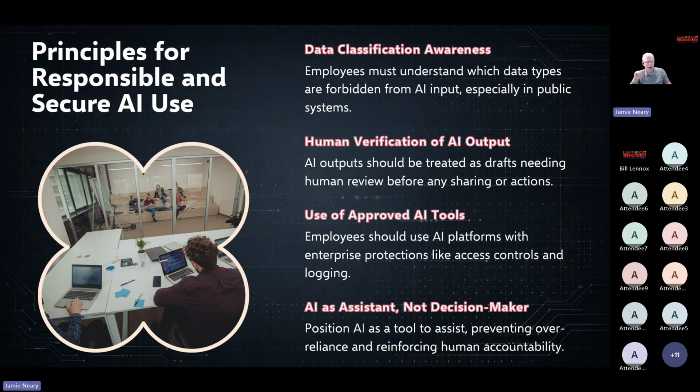Use approved AI tools and platforms that are going to provide enterprise-level protection, such as logging, access control, and any contractual safeguards. My internal data stays internal. It abides by my security permissions and my sensitivity configurations. And once again, AI should be an assistant, not a decision maker, and I can never stress that enough.